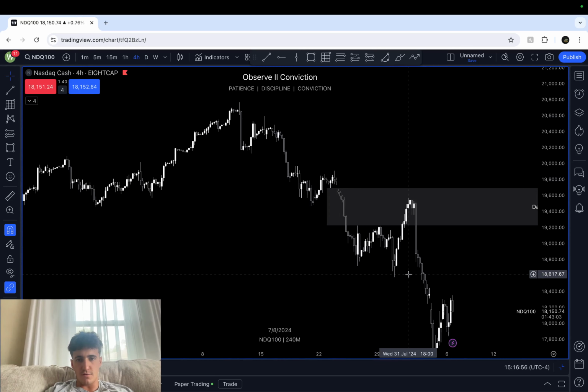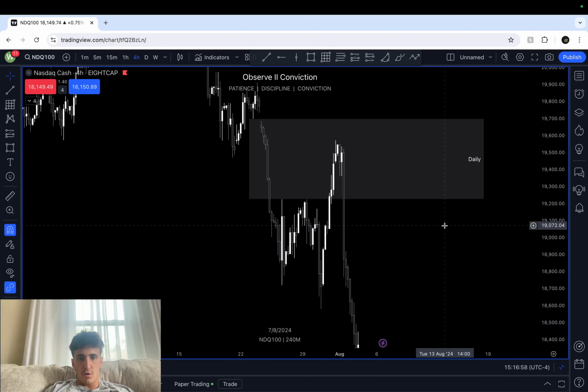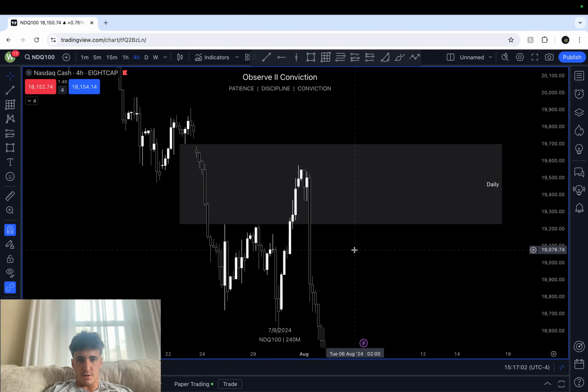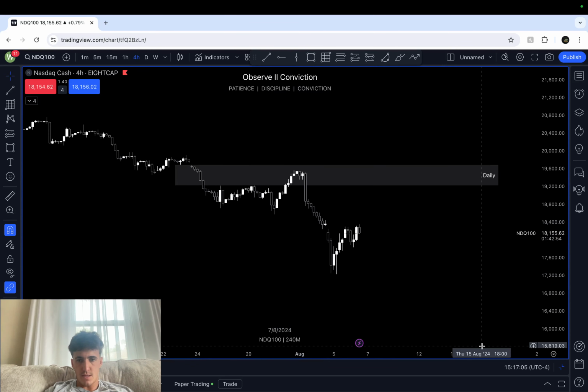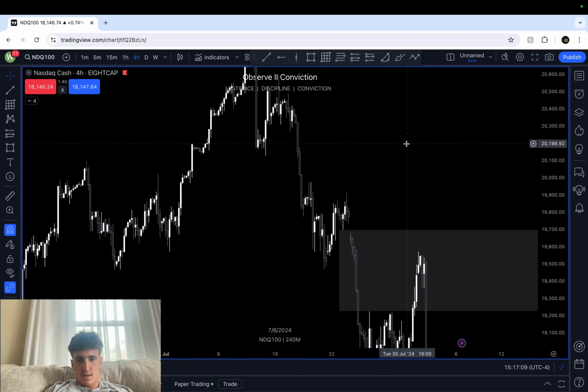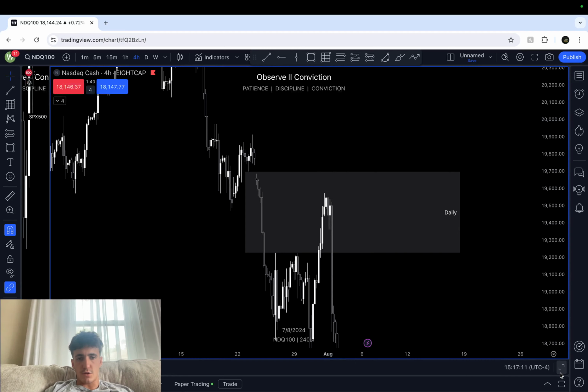Then you zoom into the 4-hour, say, okay, what's the next PD array we're going to use? Not really a good example here because we just dumped off. That was the August 1st dump, and then we're here. But like for example, it was better on ES. I can show you guys.